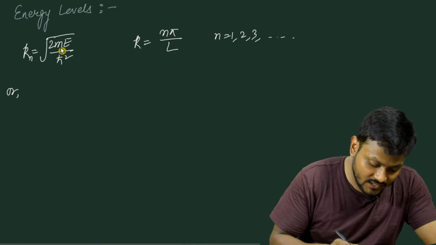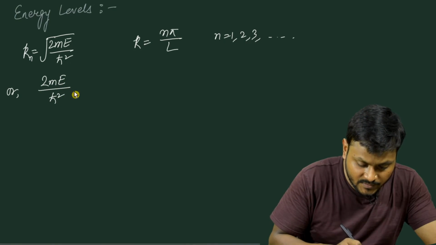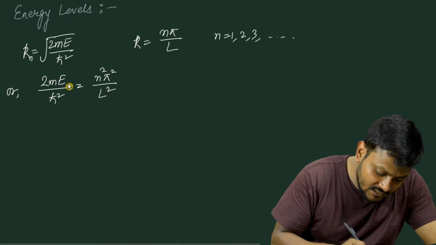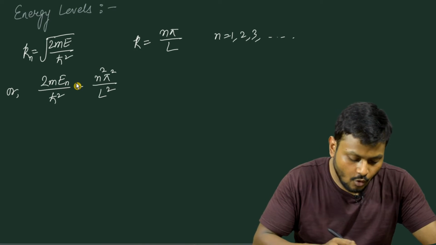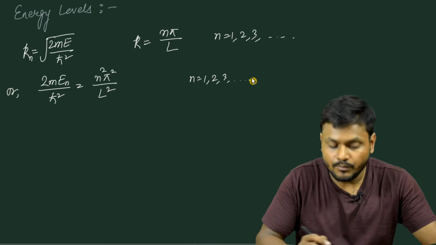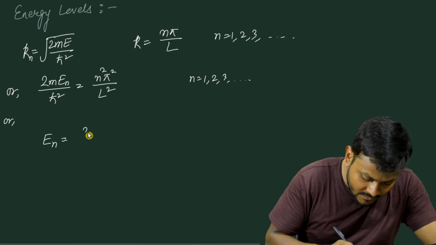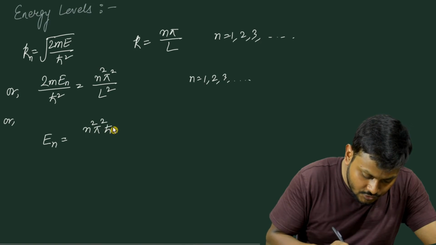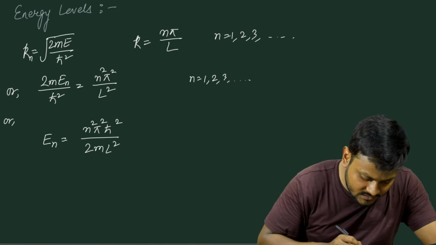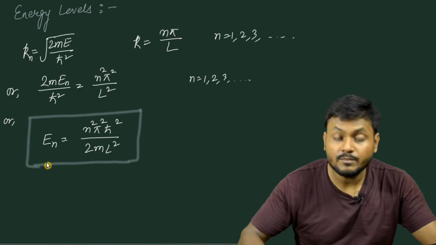So if I put K square from here, I can say that 2mE upon h cross square is basically equal to n square π square upon L square. Now I'm going to say that E has a subscript corresponding to n. For all values of n equal to 1, 2, 3, there are different energies possible. So if I write this finally, I get E_n is equal to n square π square h cross square upon 2mL square. So this is the expression for all possible energies of the particle.